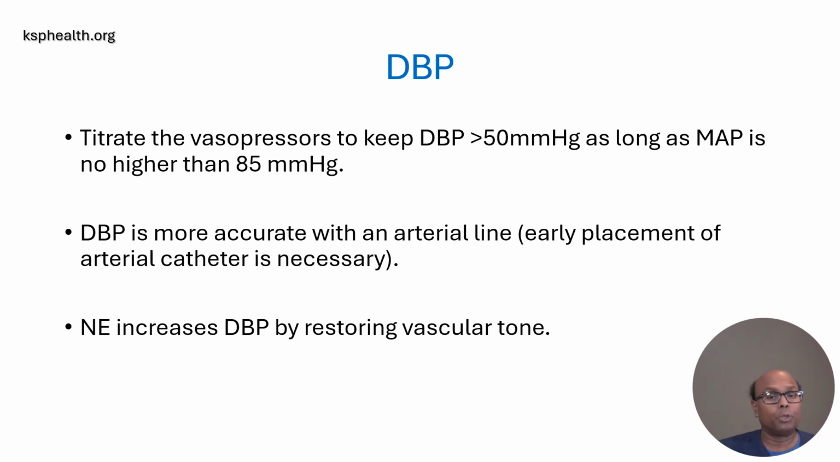Titrate the vasopressor to keep the diastolic blood pressure more than 50 millimeters of mercury, as long as MAP is no higher than 85. Diastolic blood pressure is more accurate with an arterial line, so early placement of an arterial catheter is very necessary. Norepinephrine increases diastolic blood pressure by restoring vascular tone.